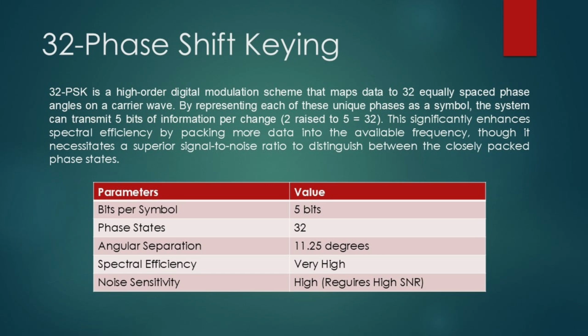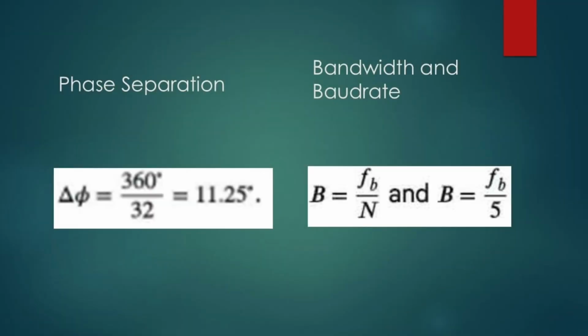In this modulation scheme, we group incoming digital bits into sets of 5, known as pentabits. Each pentabit represents one of the 32 possible output phases. By using 32 different phases, we can transmit more data within the same amount of time compared to simpler PSK versions. A critical aspect of 32 PSK is how close these phases are to one another.